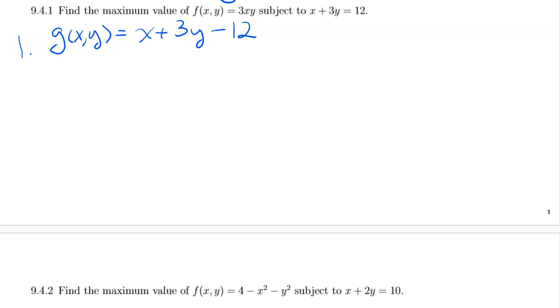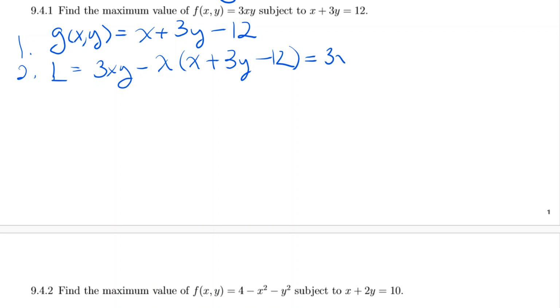Now I'm going to make my Lagrange multiplier. I'm pretty sure your book actually uses capital F for this, but I like L for Lagrange. So this is going to be the f function, which is 3xy, minus lambda times x plus 3y minus 12, the g function. Now I'm going to take a second and just distribute that lambda and that negative to make this a little bit easier when I go to do my deriving. And usually I will write lambda in front of x, because although x is a variable, lambda is kind of treated as a constant, so like 3 lambda y minus 12 lambda.